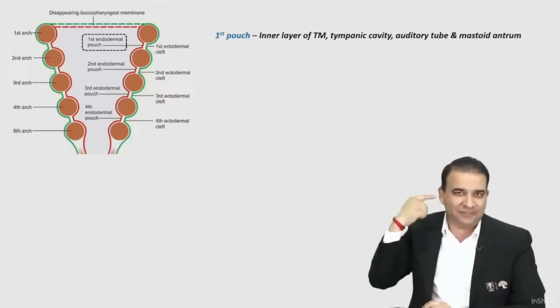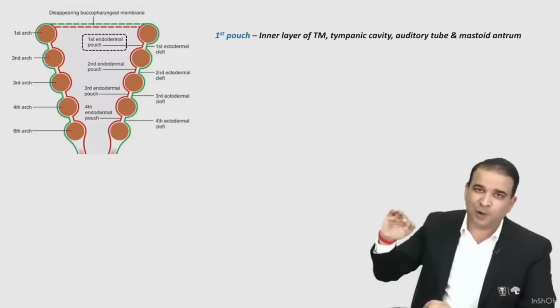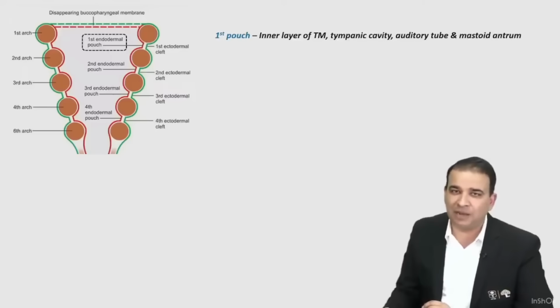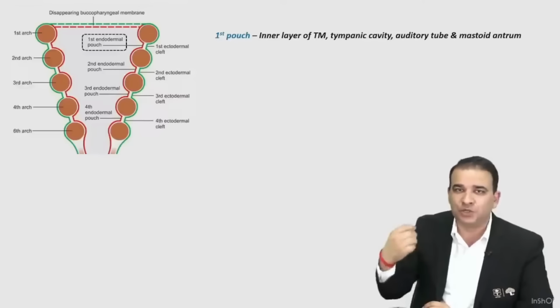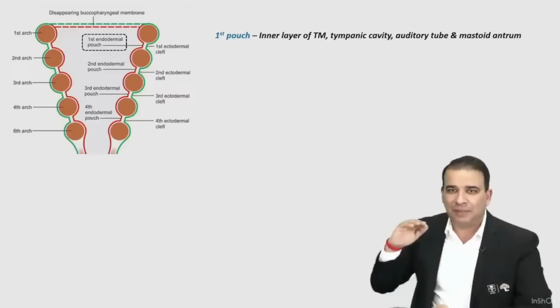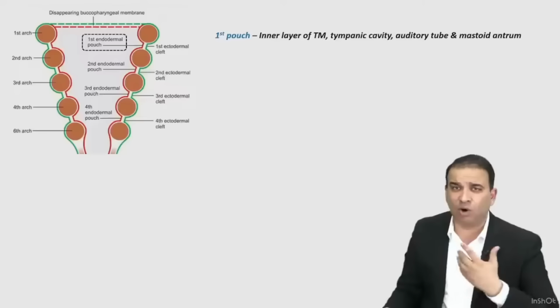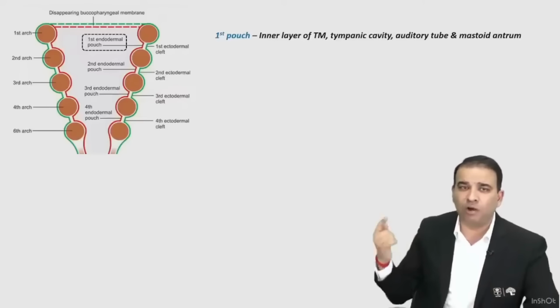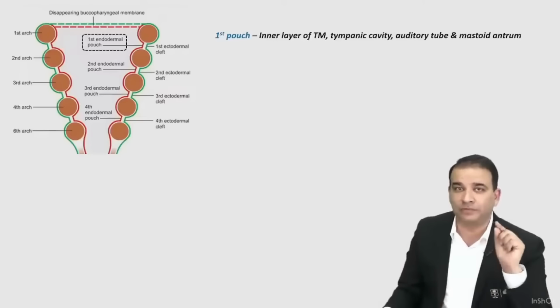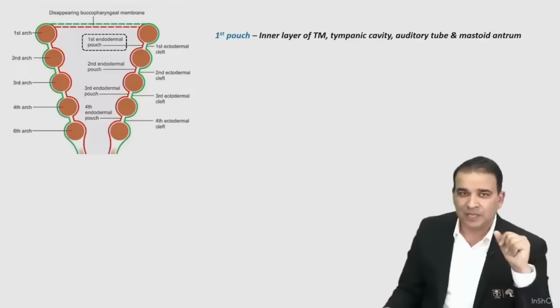If the first cleft gave rise to the external auditory canal and outer layer of tympanic membrane, the first pouch will give rise to the inner layer of tympanic membrane, middle ear cavity, the eustachian tube, and the mastoid antrum also. The lining epithelium of all of these, the tympanic cavity, the inner lining epithelium of the tympanic membrane, auditory tube, mastoid antrum, are all made up of endoderm, and they are all made up of the first pouch. Pouch is endodermal. I don't have to say that again. Pouch means endodermal.